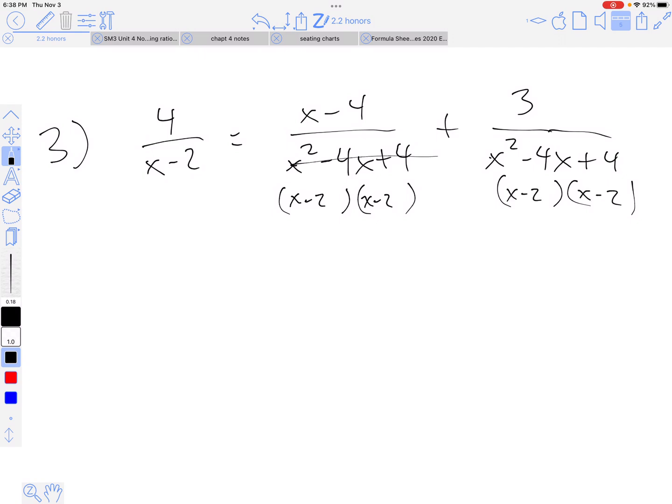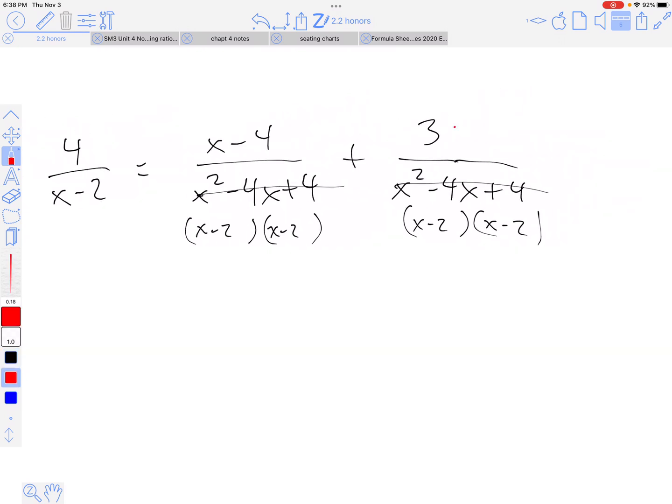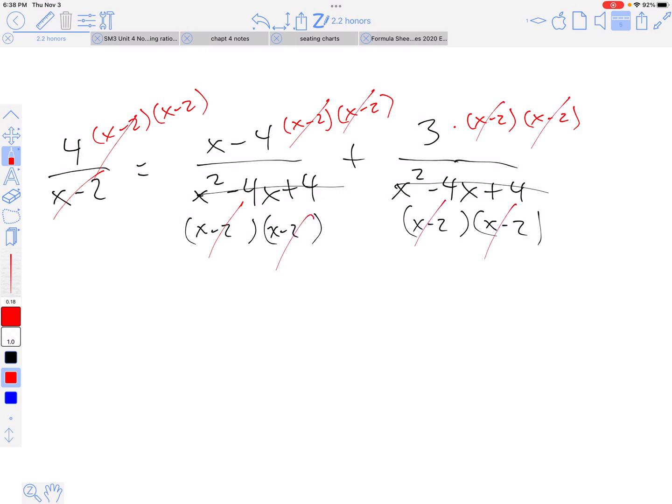Alright, so I'll use that. So now I want to clear out the denominators. So I'm going to multiply every term by x minus 2. So this will keep the equation balanced and equal. So x minus 2 cancels out, and as you can see, those all divide out.